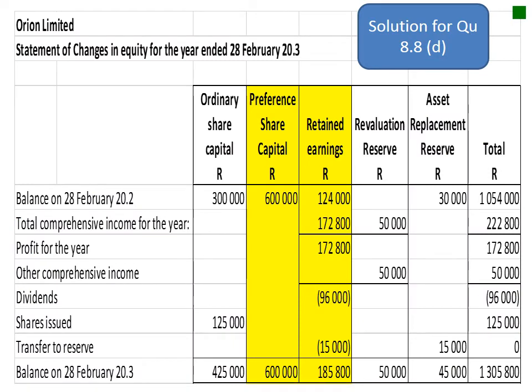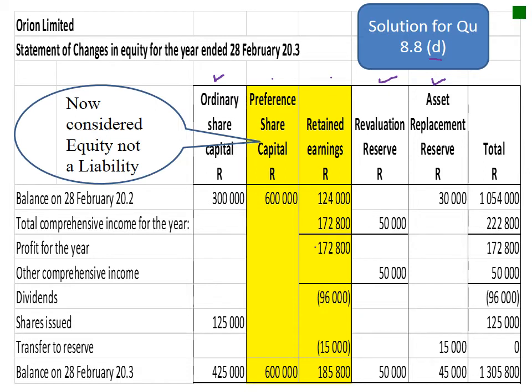So this is the solution for question 88D. As I said, the ordinary share capital, the revaluation reserve, and the asset replacement reserve haven't changed. Only the preference share capital and the retained earnings amounts are different. Preference share capital is new, it wasn't there previously, and the retained earnings will have to change. You might remember this amount of 172,800 is not the same profit as you saw in the solution for 88C, and we'll look at how we get to this new amount now.